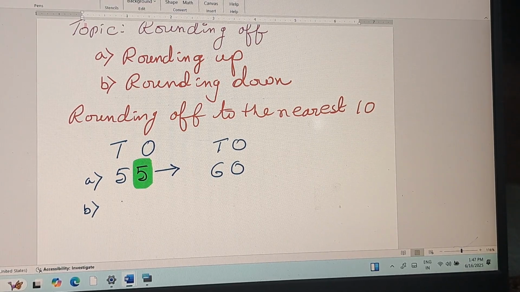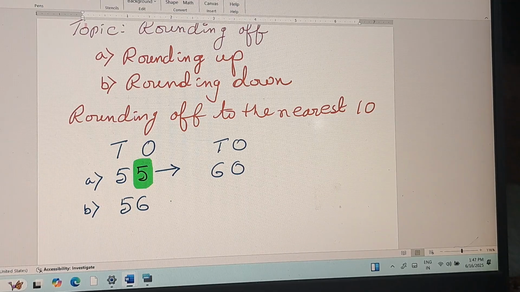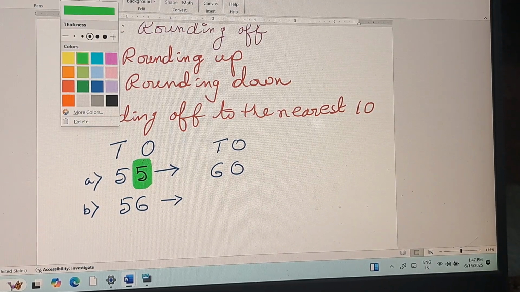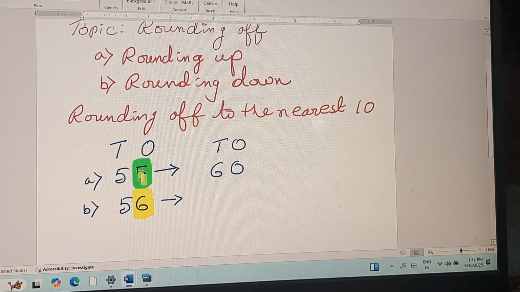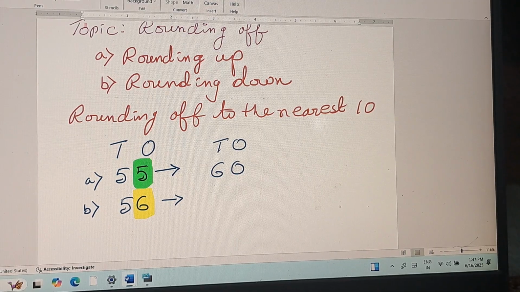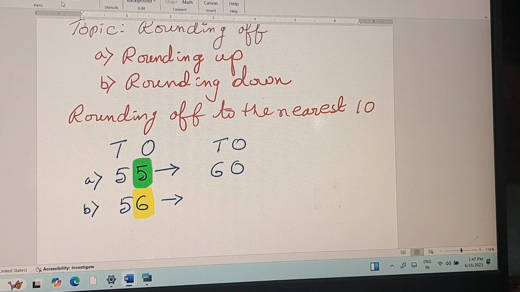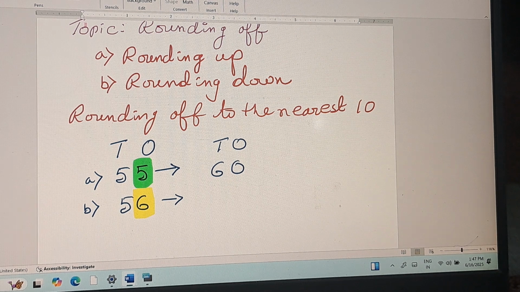If I take 56, again we have to check which place, that is the ones place. In the ones place, we can see the value is 6 ones. Since it is more than 5, the answer will be again 60, since it is rounding up.